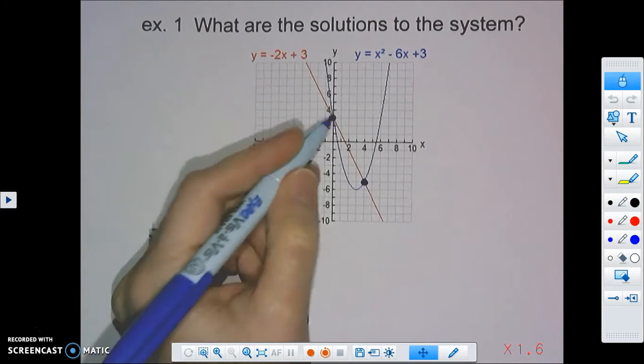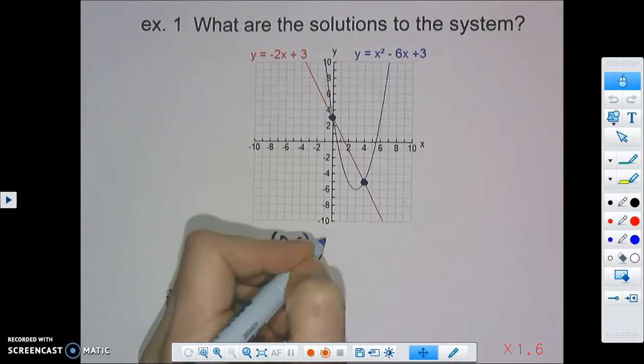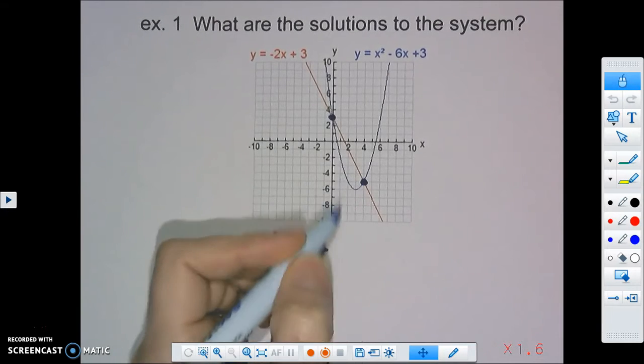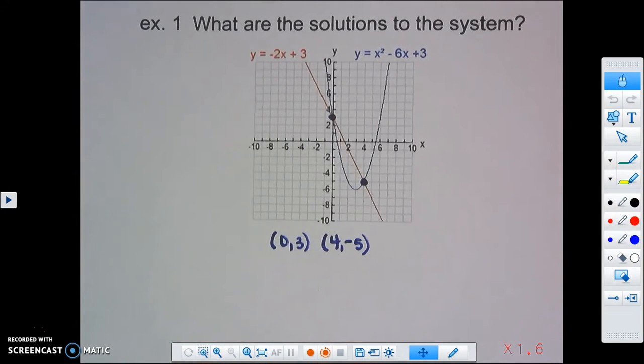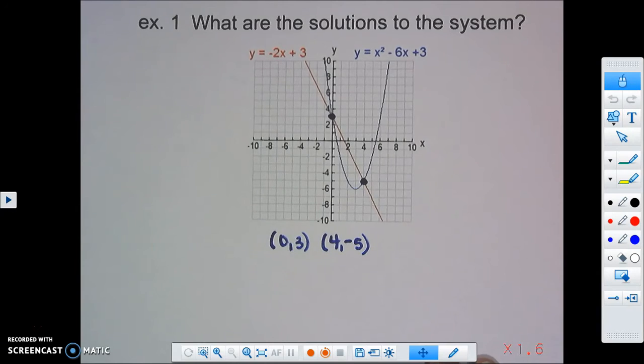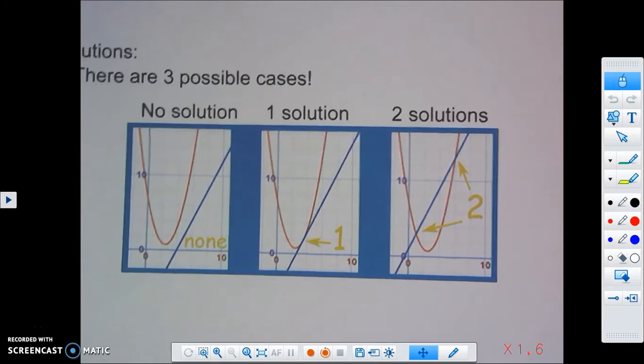This first point on the left, they cross at (0, 3). And on the right-hand side, this one is at the point (4, negative 5). So those are the solutions to that system. Now, that's only one case. There are technically three cases that we could be in.